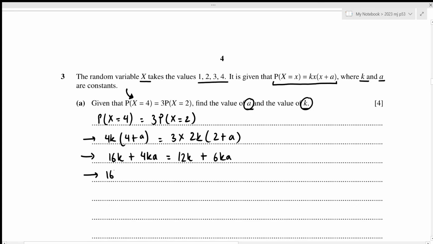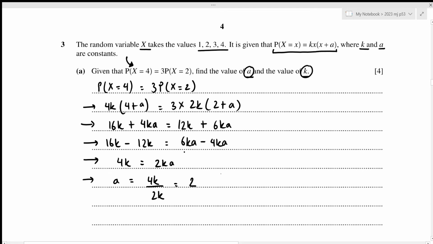So 16k minus 12k will be equal to 6ka minus 4ka, right? That gives us 4k will be equal to 2ka. Now a in this case is just going to be 4k by 2k, which results in the value of 2. Okay, so now we have obtained the value of a. In order to obtain the value of k, we need to use the second equation, which is just the sum of our probabilities.